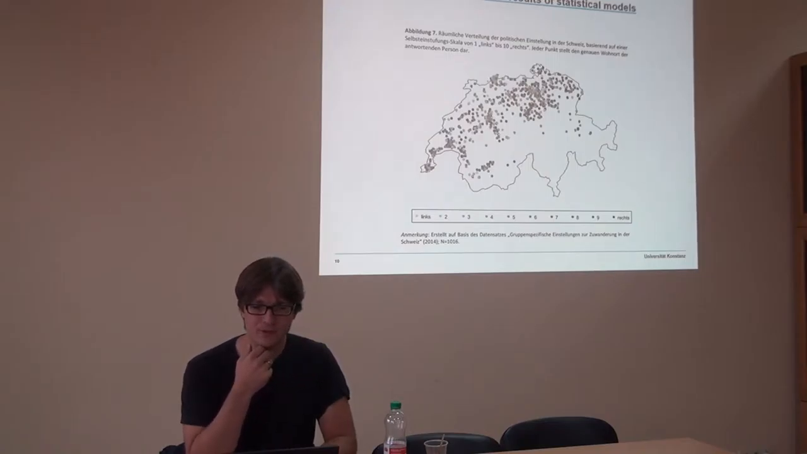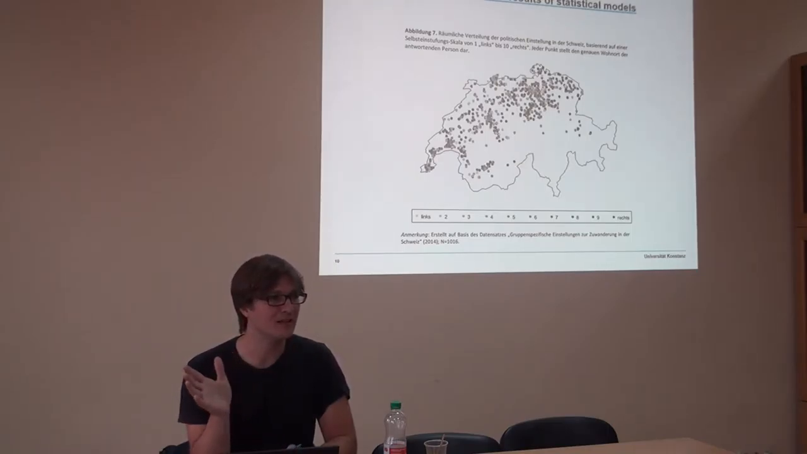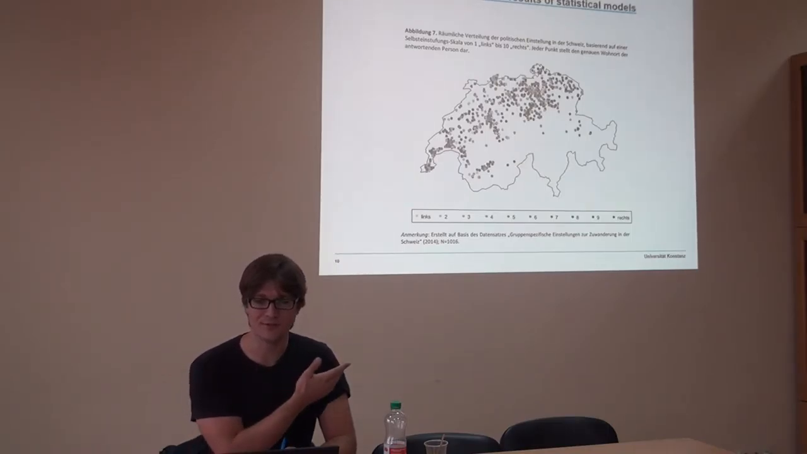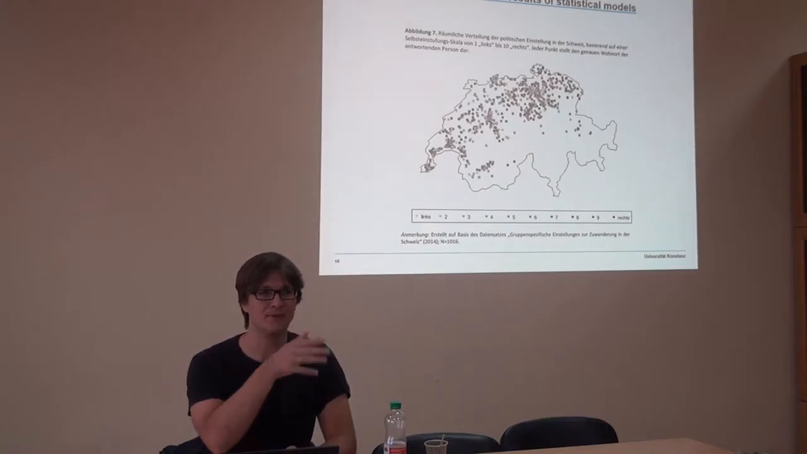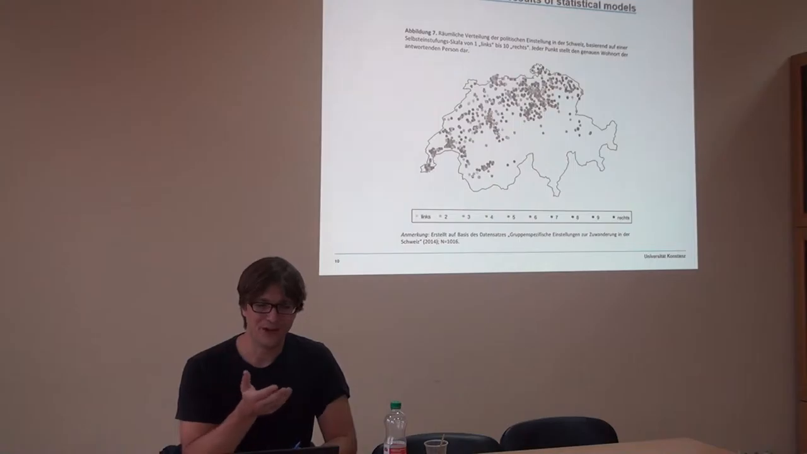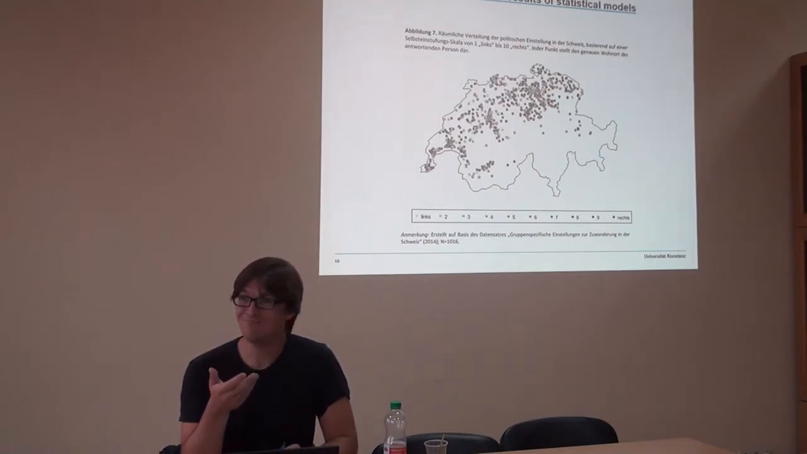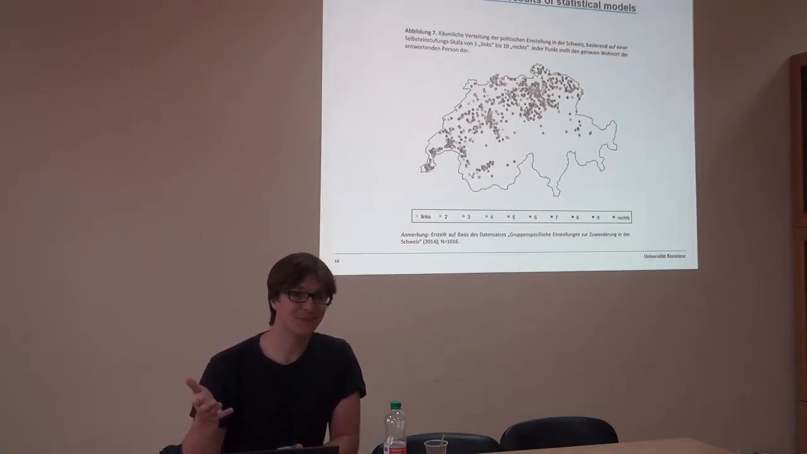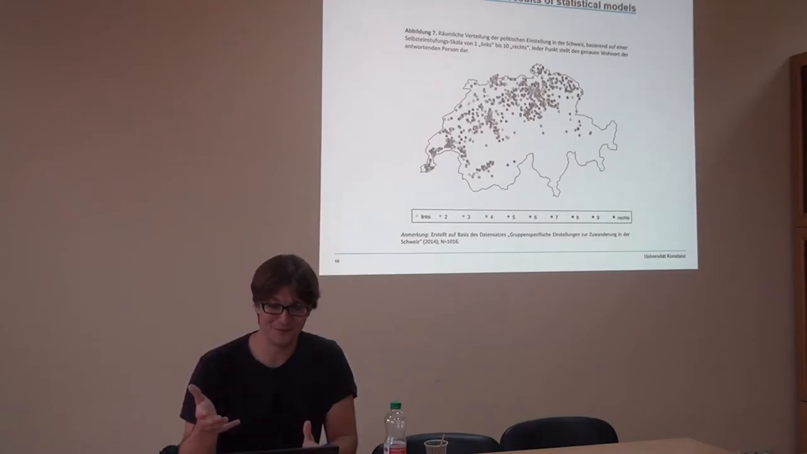Okay, for example, we had a survey in Switzerland. This is all the respondents in Switzerland. And now, of course, you could map and encode in the color of these dots some results of some statistical model. This is the independent variable. This is a political left-right scheme.